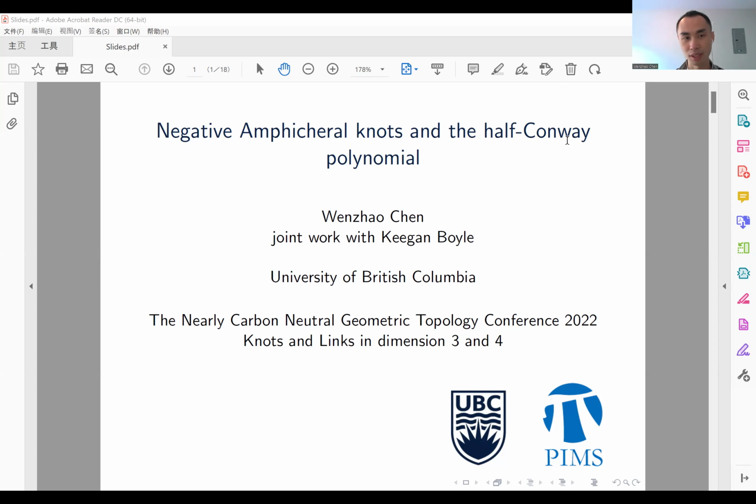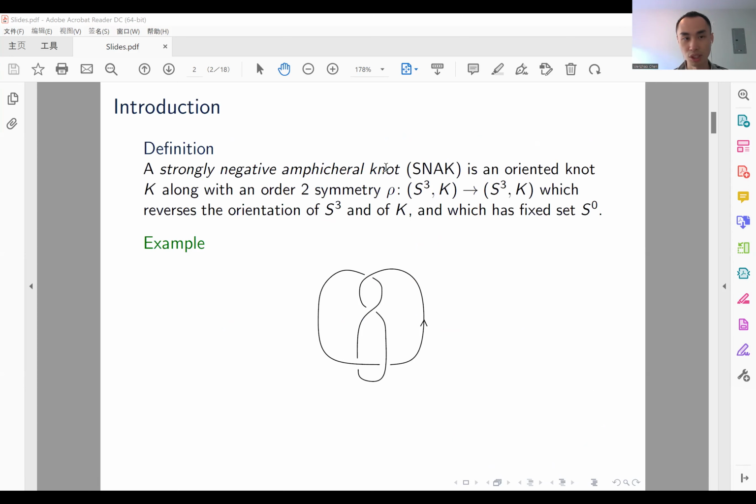And today my title is Coordinated Amphichiral Knots and the half-Conway polynomial, and I hope by the end of the talk, I'll be able to tell you what these things are and convince you that the half-Conway polynomial is a really useful invariant for studying amphichiral knots. Let me just begin by recalling some of the basic definitions.